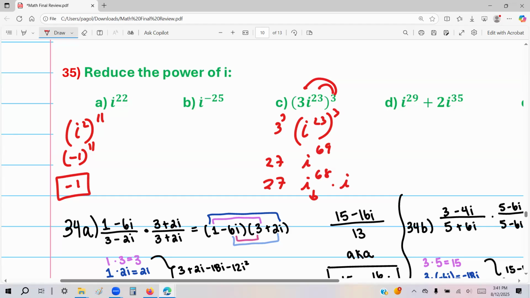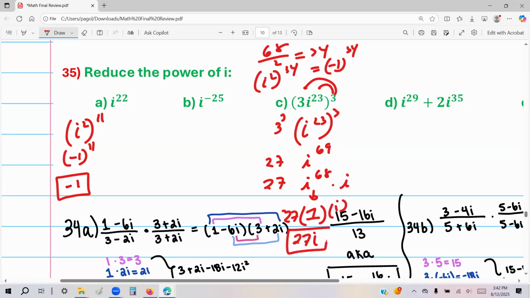So how many i squared you have in 68? What is 68 divided by 2? 34. So you have i squared 34 times. It means you have negative 1 34 times. So what do you have? Positive. So this is 1, this is 27, and this is i. So what is the answer? 27i. And if you have addition, subtraction, it doesn't matter, the same rule.